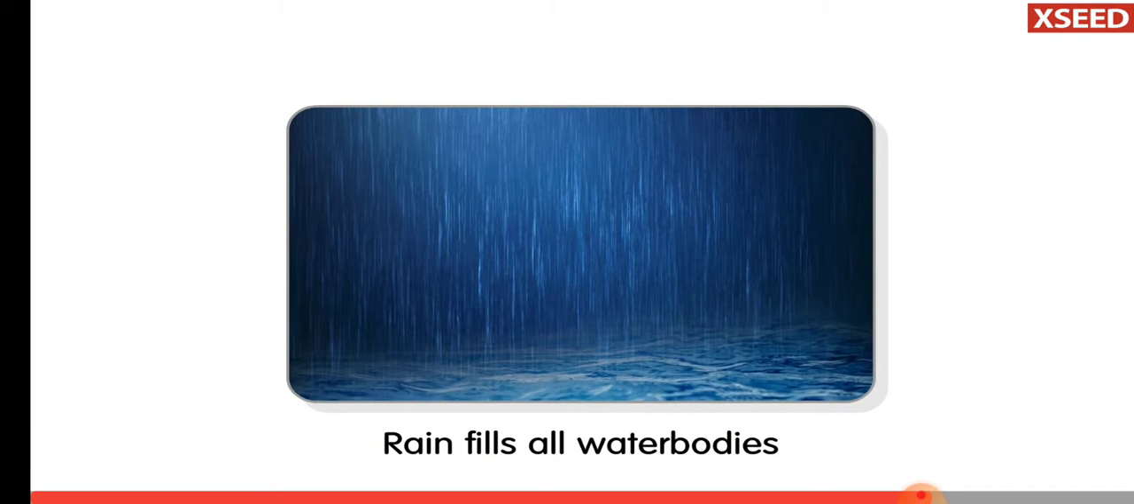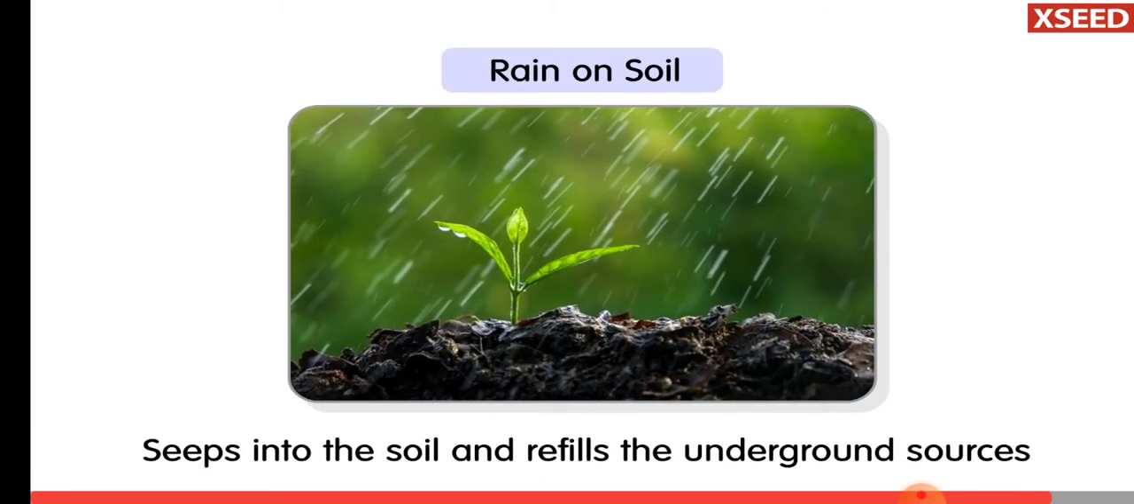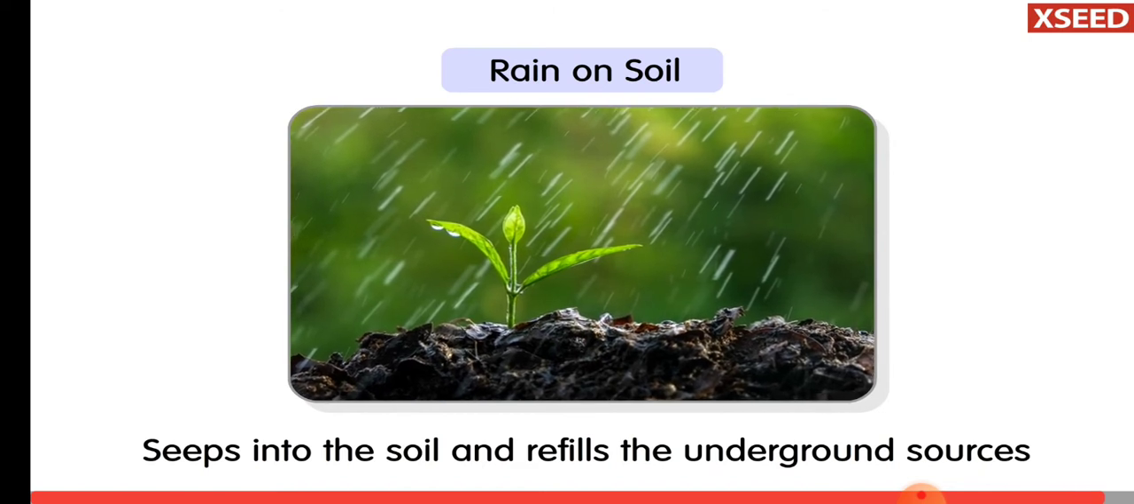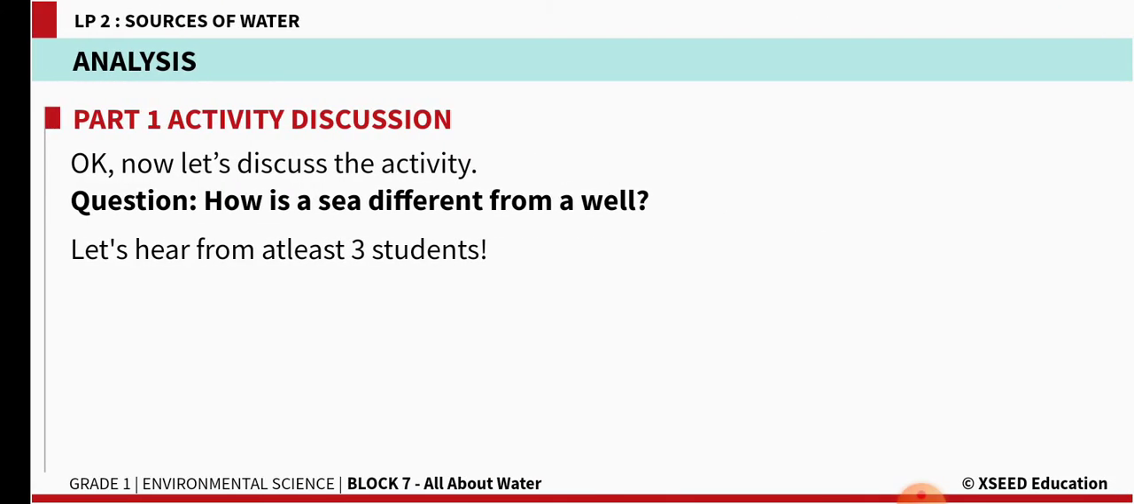Rain refills all these sources of surface and groundwater. So, children, it was explaining how the different sources are, and also how they are getting filled. In the final picture you saw, the rain is filling all these water bodies.